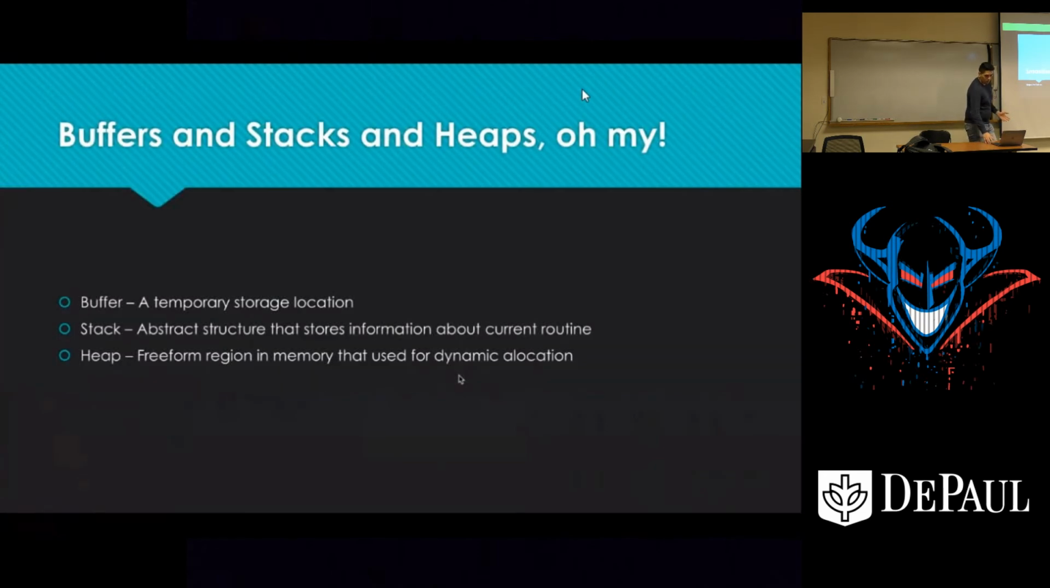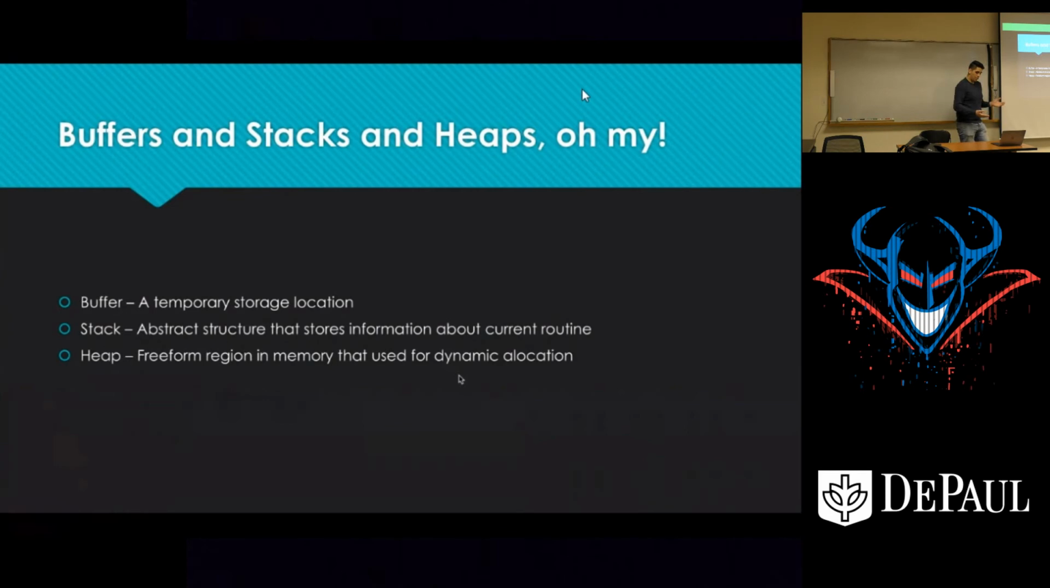When you start getting into exploitation or exploit development, or even just looking at binaries from a low-level reverse engineering standpoint, you start hearing a lot of terms: buffers, stack, and heap. So what is all that? Well, a buffer is basically just a temporary storage location. This can either be predefined or dynamically allocated. The stack is really just an abstract structure that stores information about the current routine, and by routine, you typically mean the current program.